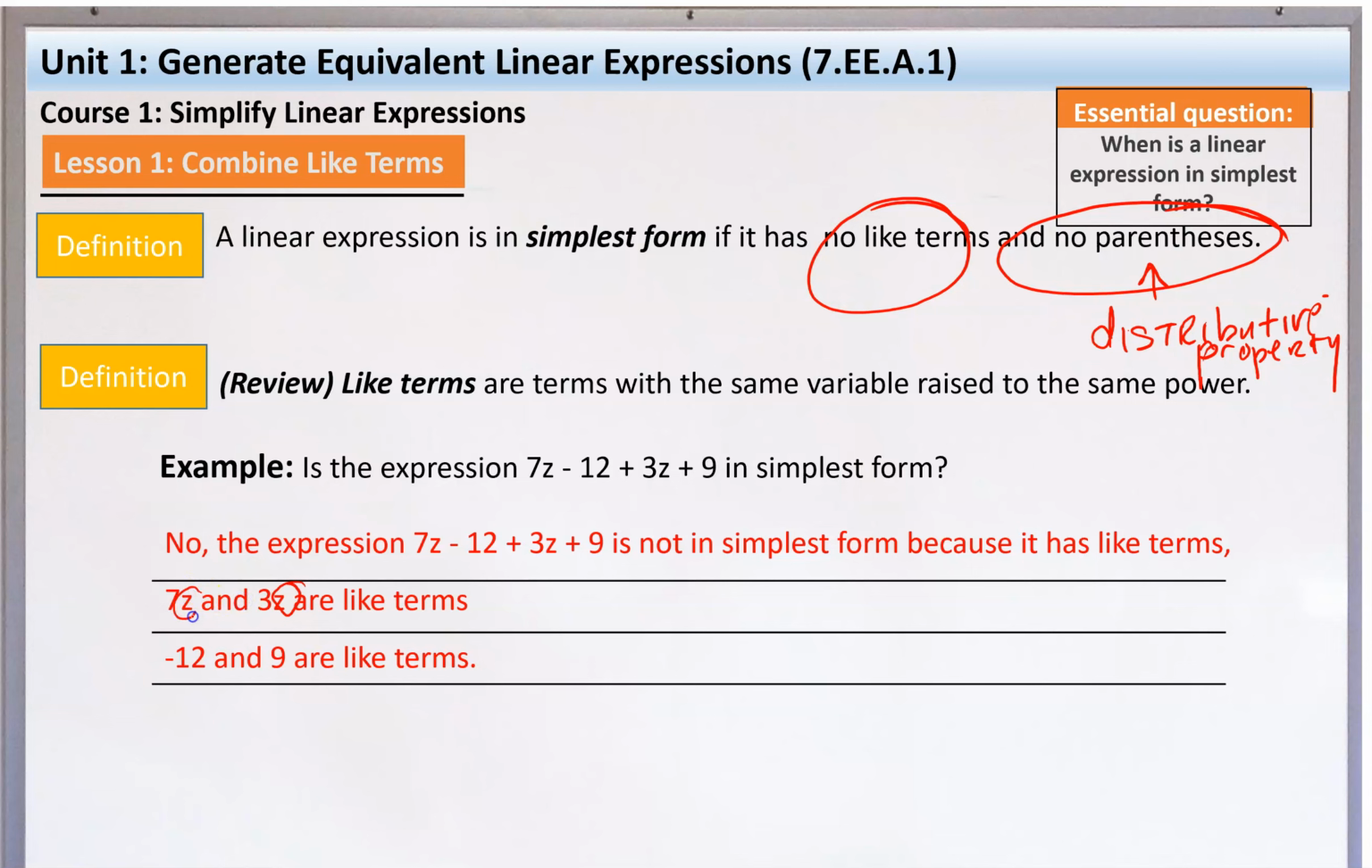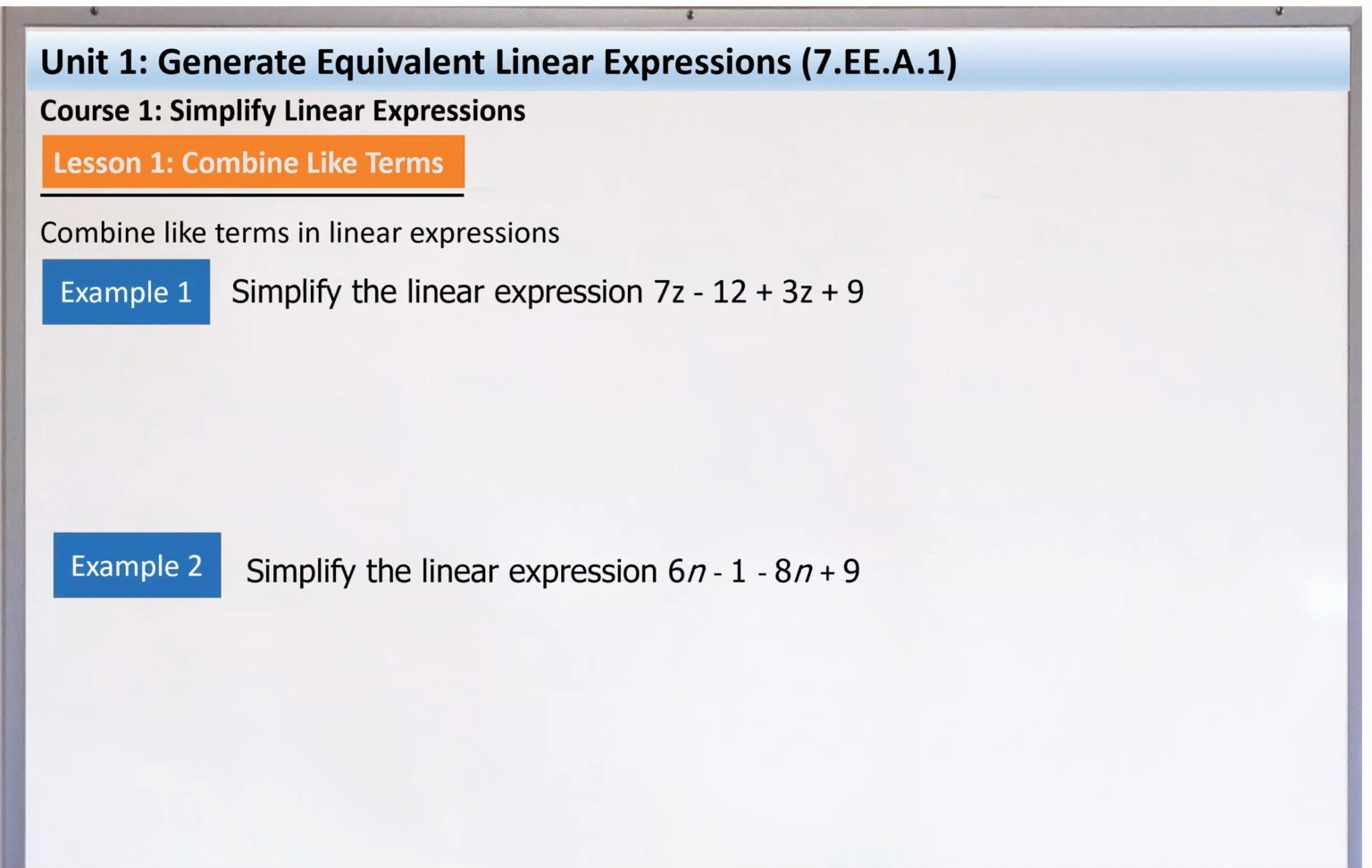They have the same variable to the same power, z to the power of 1. And negative 12 and 9 are like terms. They're both constants. So let's go ahead and combine like terms. Again, hopefully this is a review for you guys. If not, there'll be enough practice for you to figure it out. So let's simplify the linear expression.